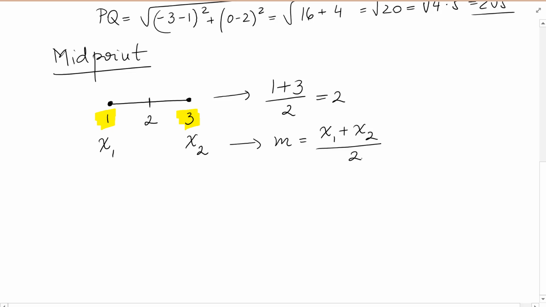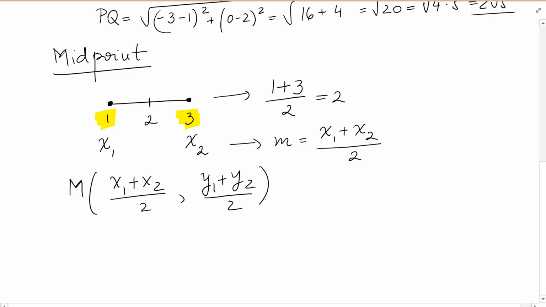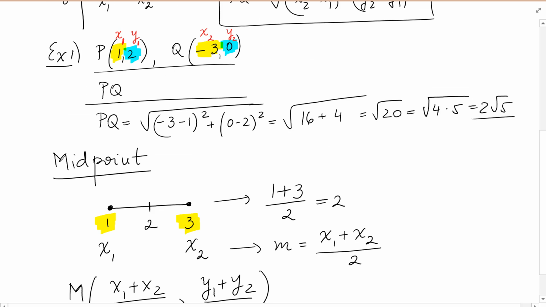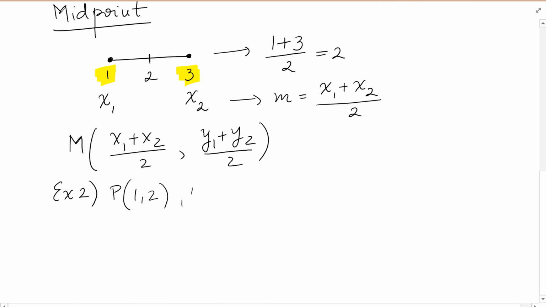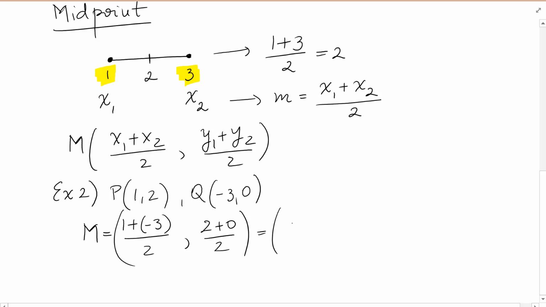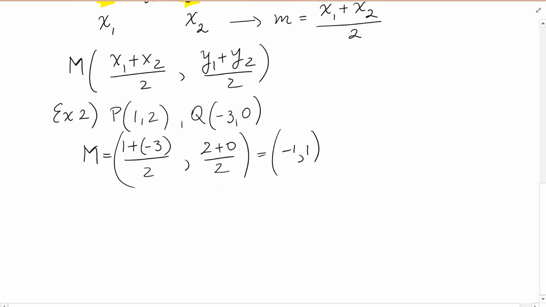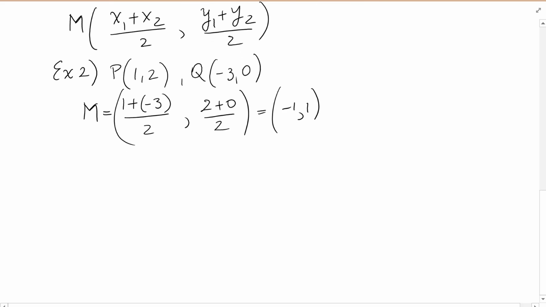So how would that look in 2 dimensions? Well, the midpoint is x1 plus x2 over 2, comma, y1 plus y2 over 2. So, for example, on the problem above, where we had P of coordinates 1, 2, and Q of coordinates negative 3, 0, if you want to find the midpoint, you would have to do 1 plus negative 3 over 2, comma, 2 plus 0 over 2. So it's negative 2 over 2, which is negative 1, and 1. So the middle of 1, 2 and negative 3, 0 is the point negative 1, 1.